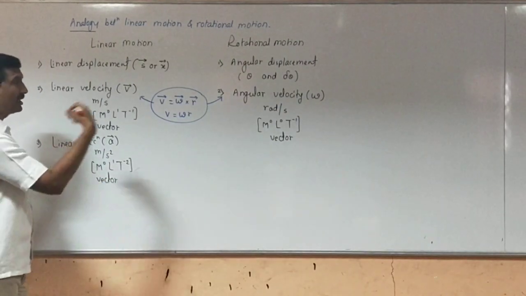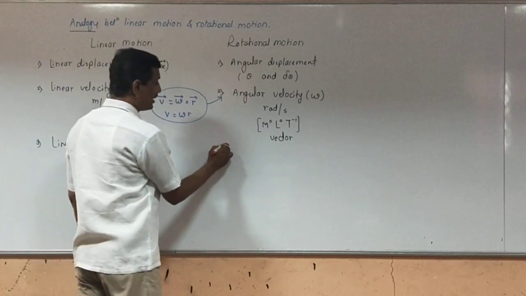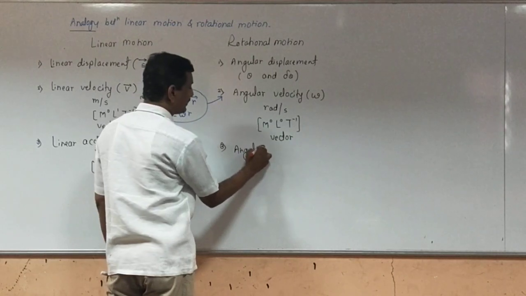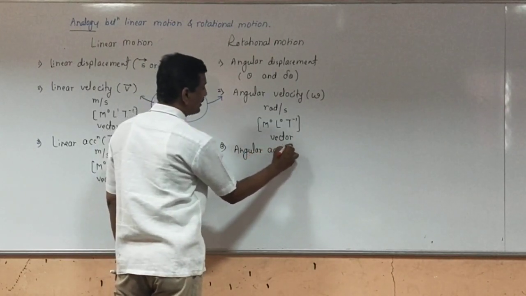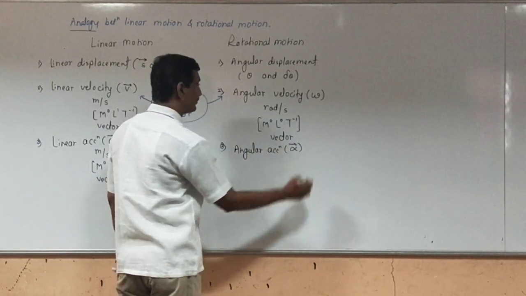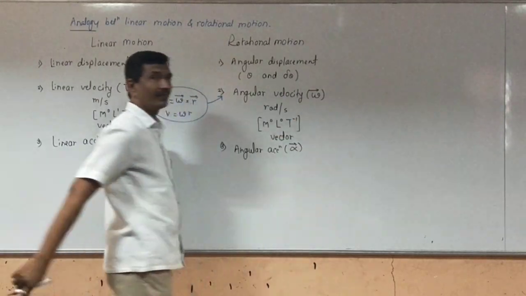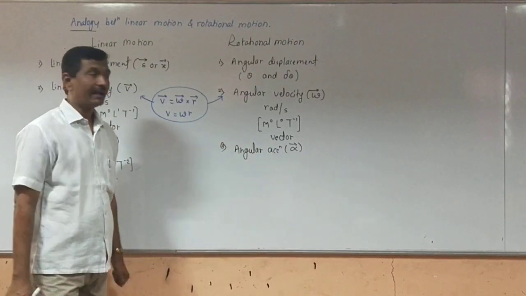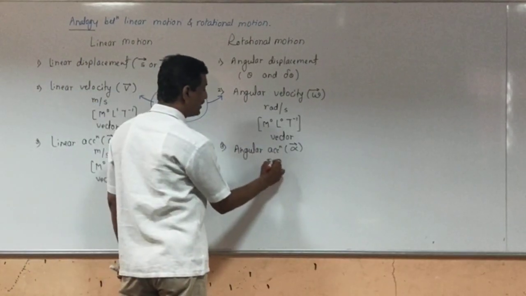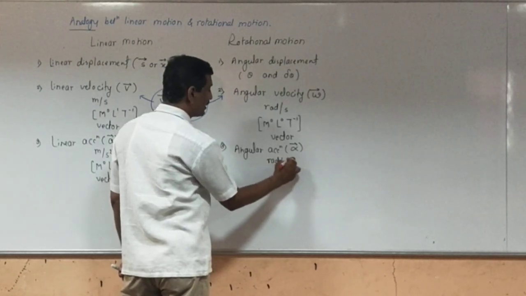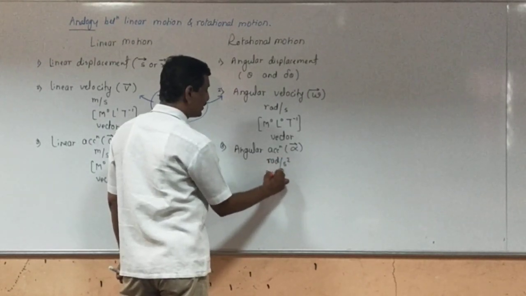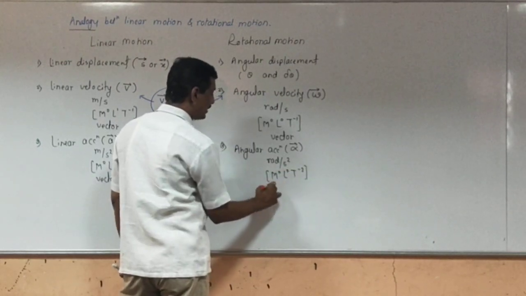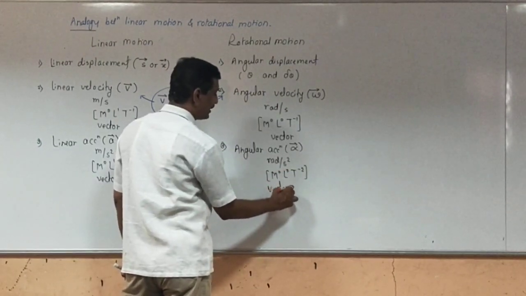The physical quantity analogous to the linear acceleration is the angular acceleration in case of a rotational motion, denoted by letter alpha. Rate of change of the angular velocity is called the angular acceleration. Its SI unit is radian per second square. Dimension is 0 in mass, 0 in length, and minus 2 in time. And it is also a vector quantity.